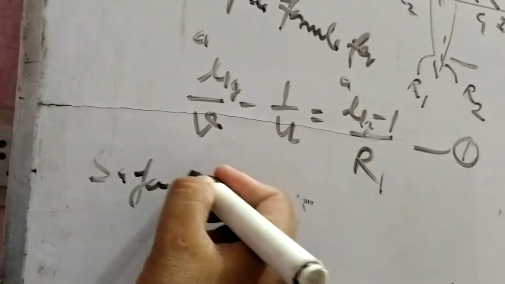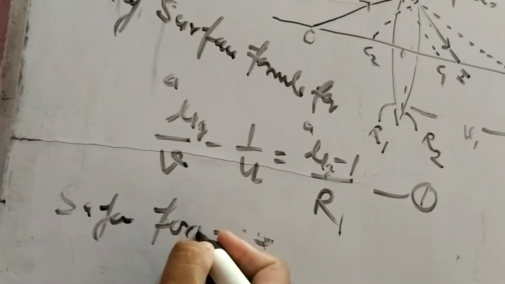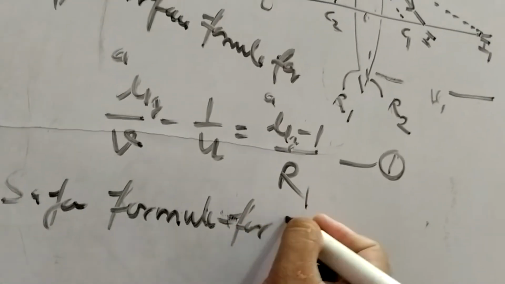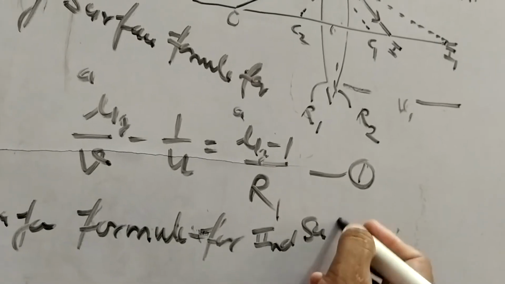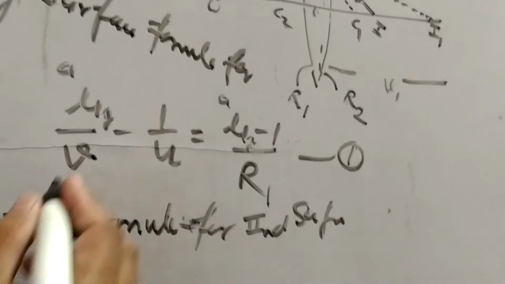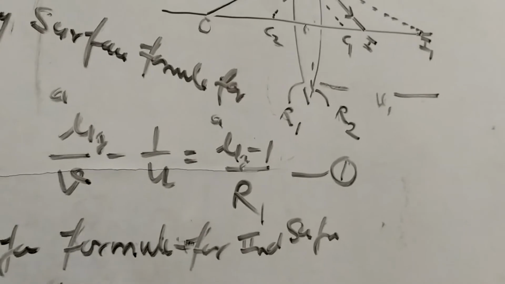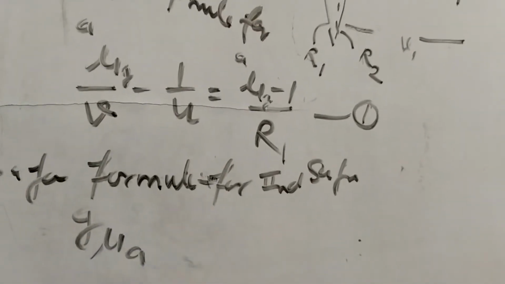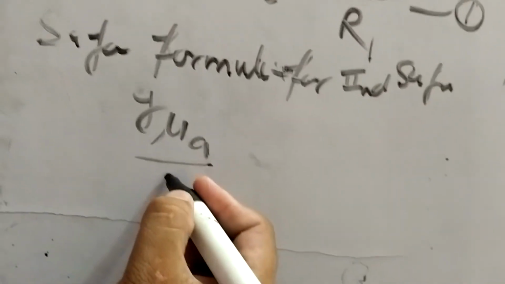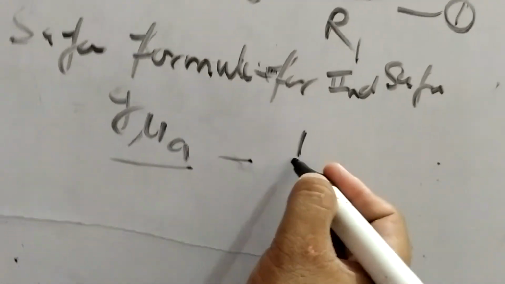Now the surface formula for the second surface. So what is the surface formula for the second surface? gμa upon V minus 1 upon U is equal to gμa minus 1 upon R, you can say it is R2.